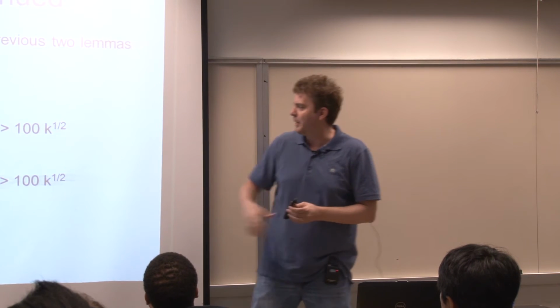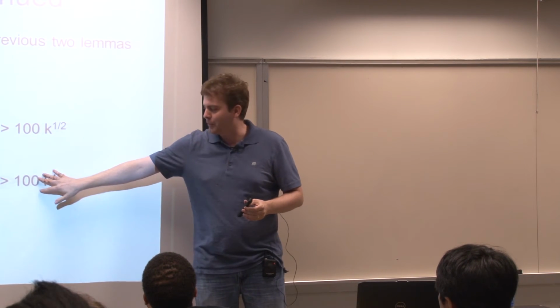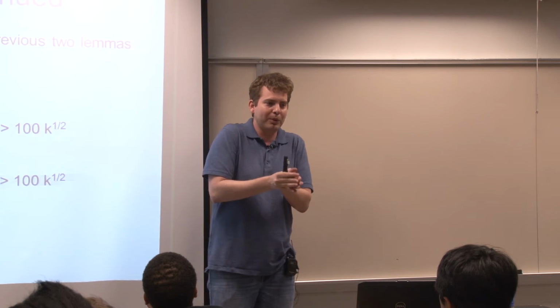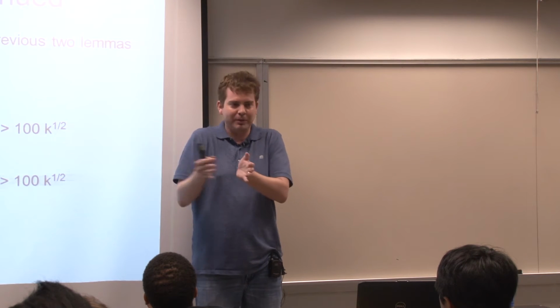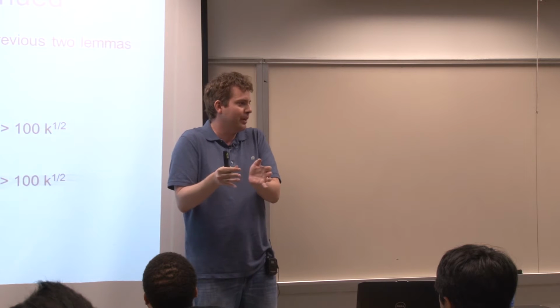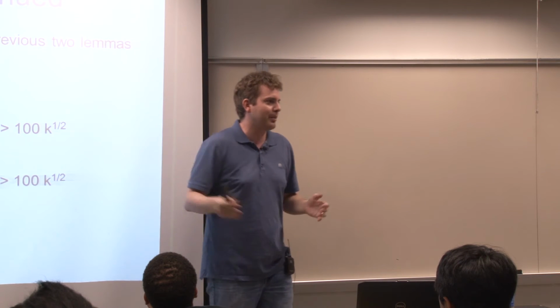Yeah, so actually this should be like 101 root k, because then I'm 101 root k away from my expectation, which is 100 root k away from k/2. And now I can't figure out which of the two cases I'm in.